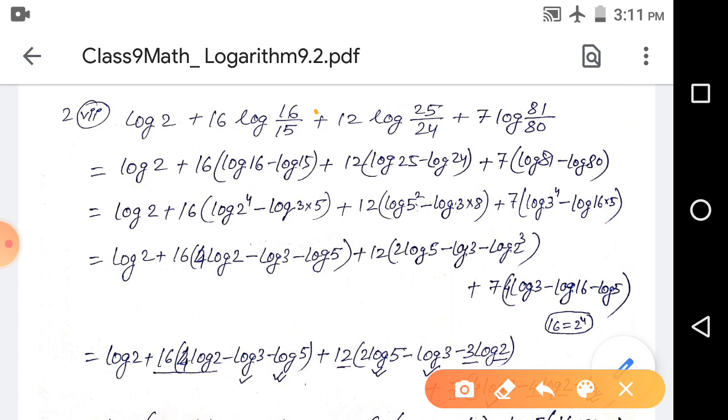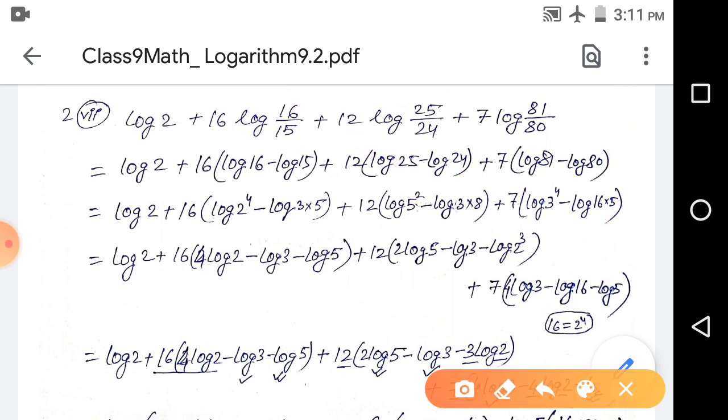Minus, this is only because this one is m by n. Okay, this one is m by n, and this 16 is outside the log, so that's why this 16 is present. Okay, now see, here we have 12, so 12 is taken here, then it is log m by n. See, thus this is log m by n, so we can write this one as log 25 minus log 24. Now here 7 is taken outside, see, and this one is log m by n, this is log m minus log n.